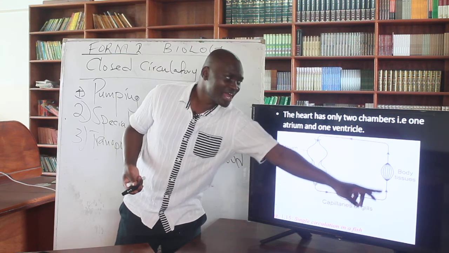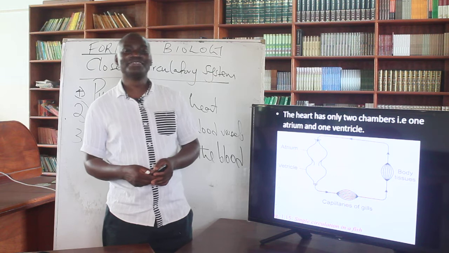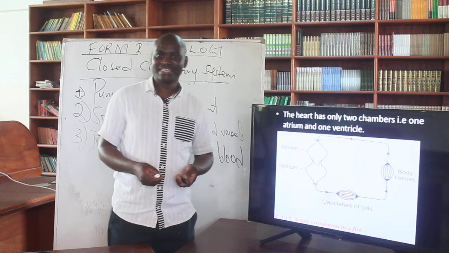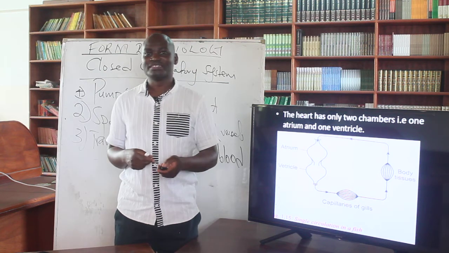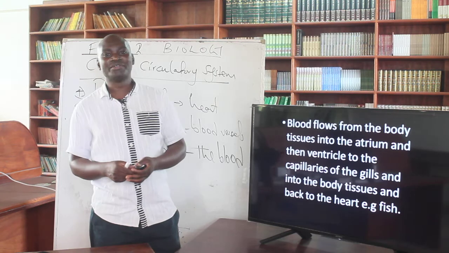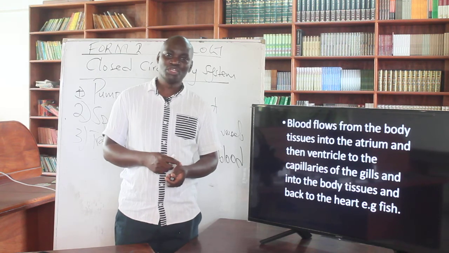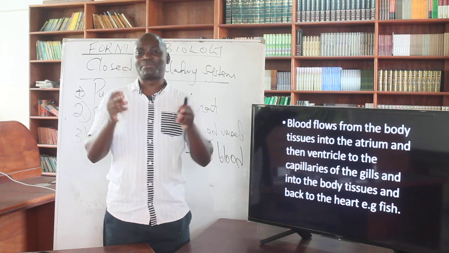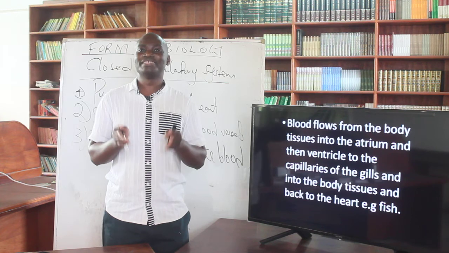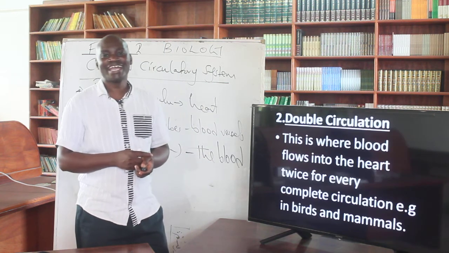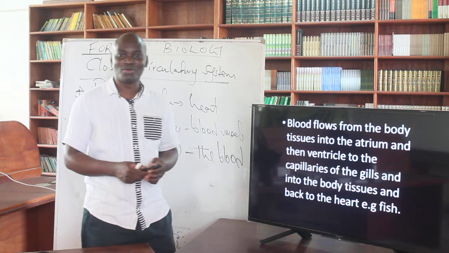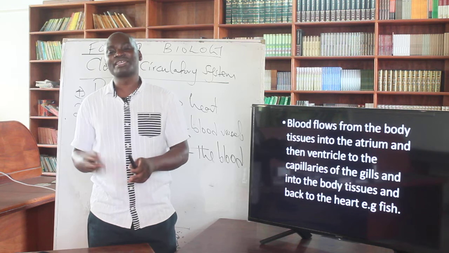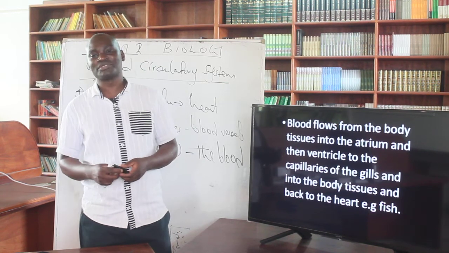So you can see for every complete circulation, the blood passes through the heart once, and the heart has only two chambers, that is one atrium and one ventricle. Now the blood flow to the tissues is just to supply the tissues with what? To supply the tissues with the oxygen. Then picking oxygen, moving with it, dropping oxygen and picking carbon dioxide, moving with it back to the heart.